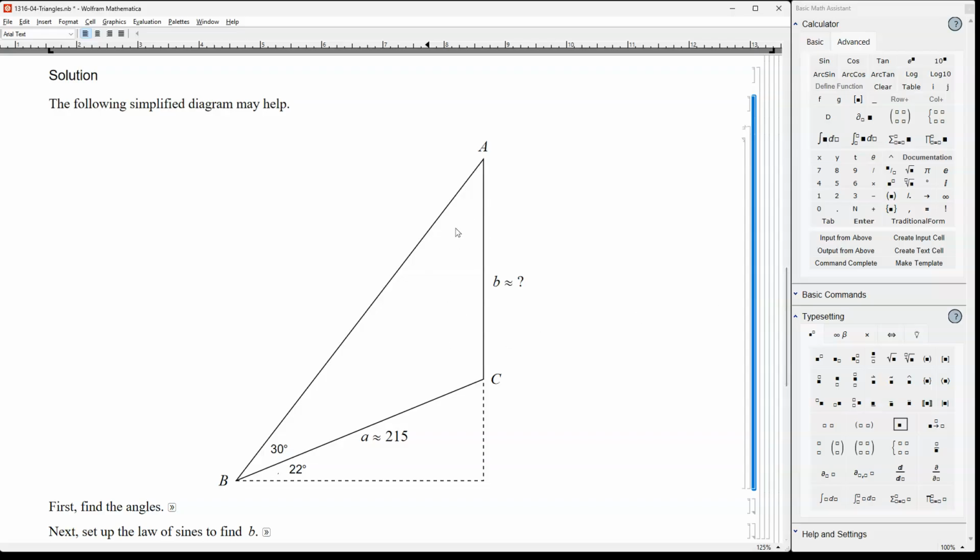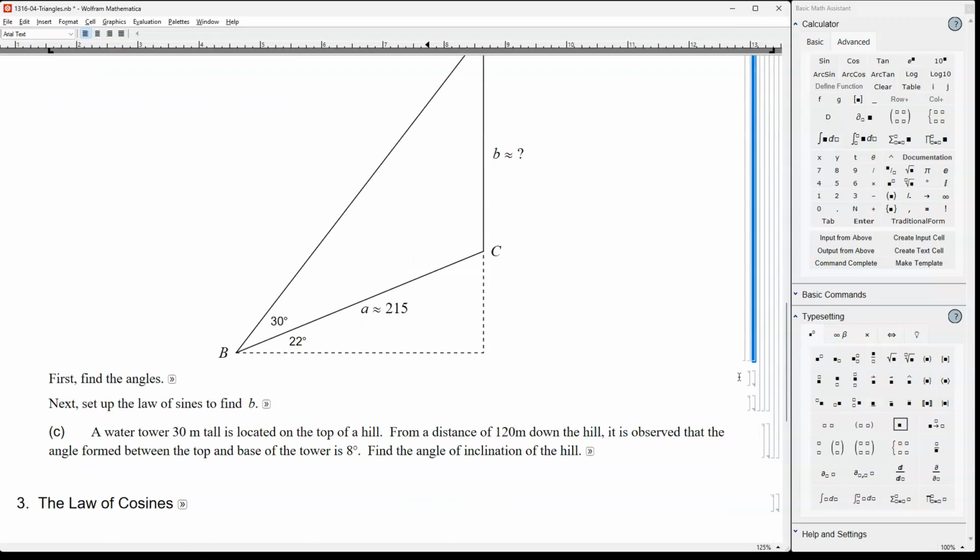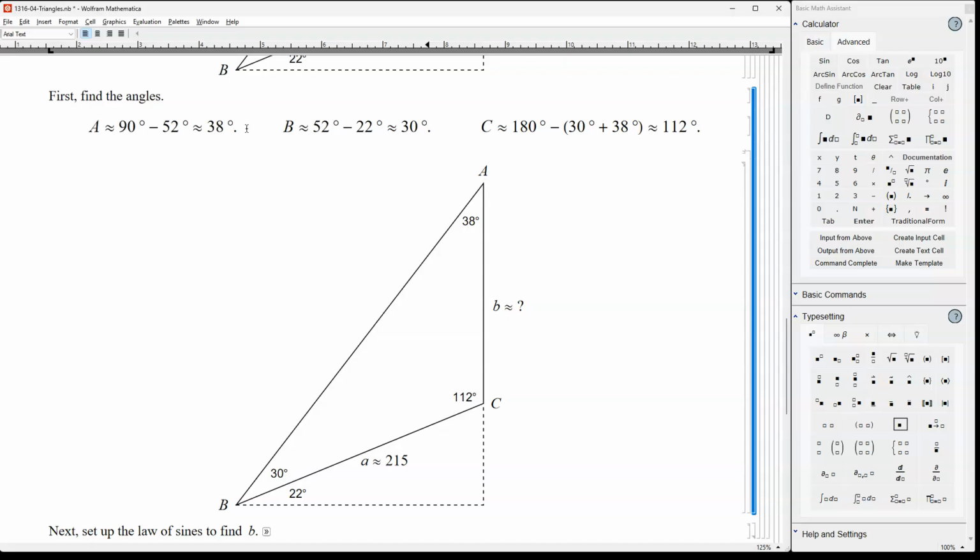Consider this big right triangle. This is 52 degrees, so I can find out A. 90 minus 52, yeah, we can do this computation. 90 minus 52, 38 degrees here. And then B, we already discussed it, 52 minus 22, 30 degrees here. And C, yeah, it's an easy computation. Internal angles of a triangle add up to 180 always. So do your computation, you get 112 degrees. So we have this obtuse triangle. We identified all the angles.